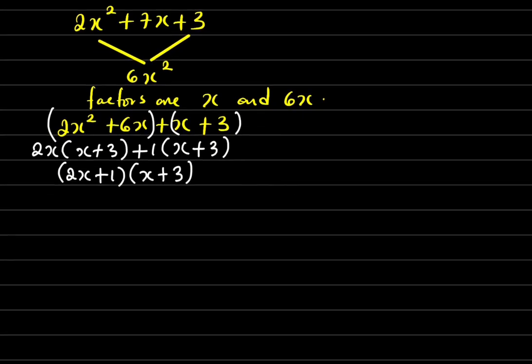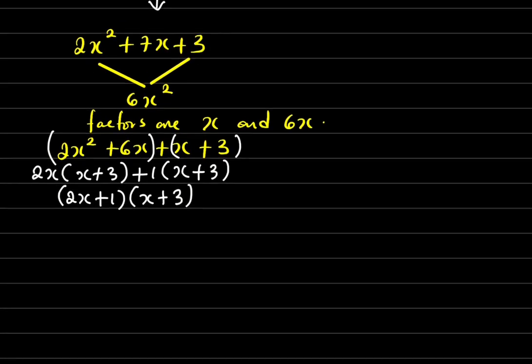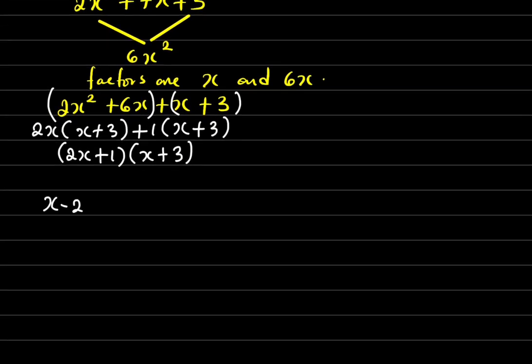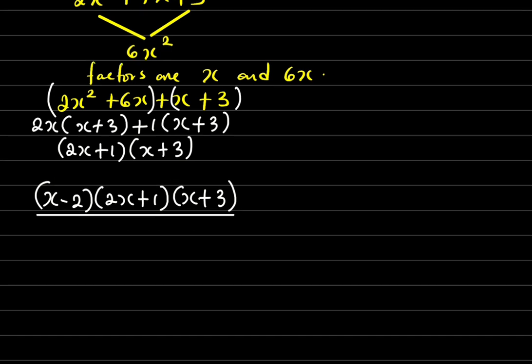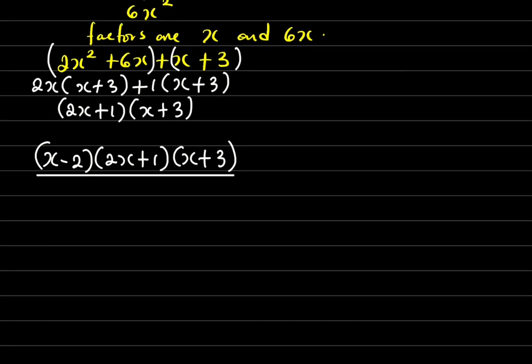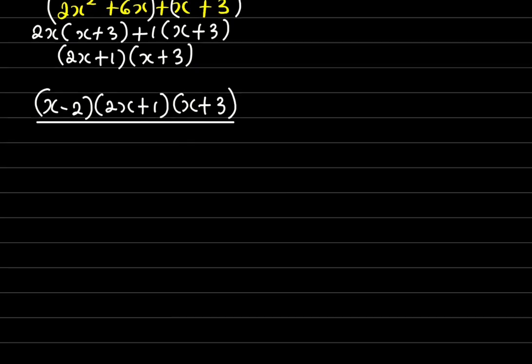Now, putting the 3 factors side by side, I'm going to have x minus 2, then 2x plus 1, then x plus 3. You see this? I factorize it completely. So this is the answer when I'm asked to factorize completely. But remember, I was told to find the zeros. Now, for you to find the zeros, you have to equate it to 0 and find the values of x.